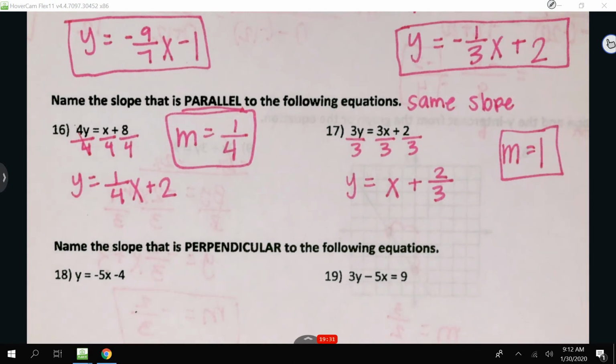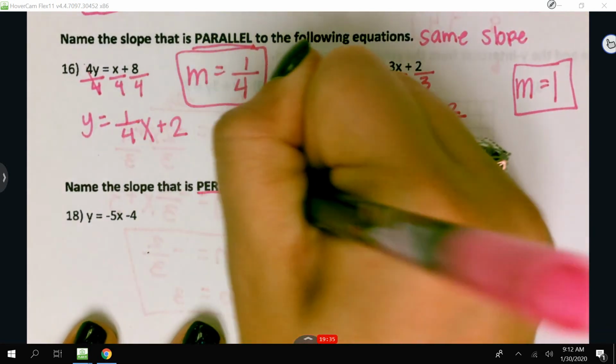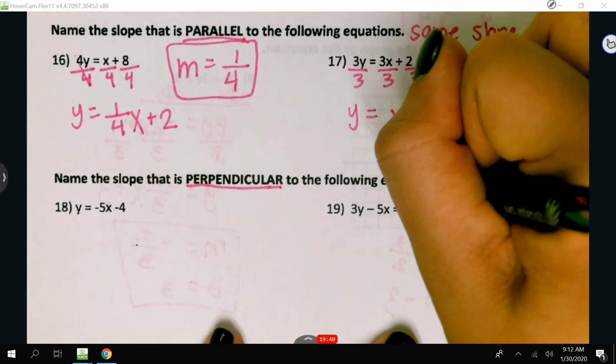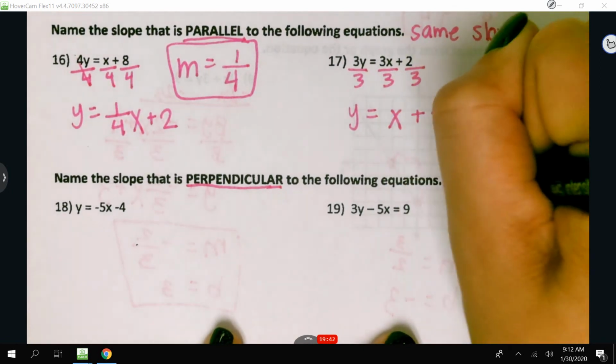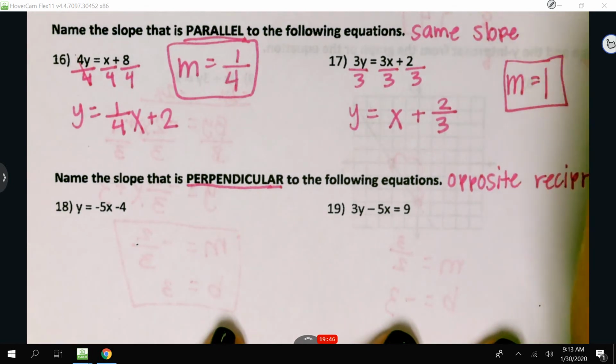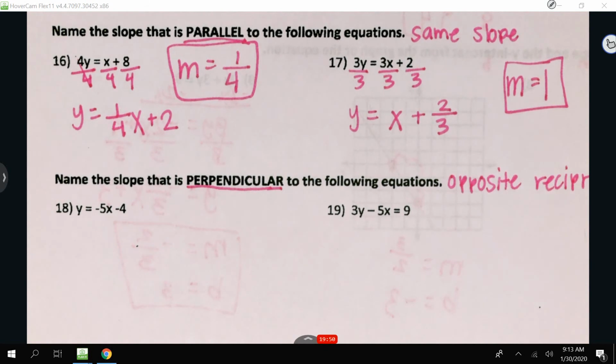Alright, number 18 and 19. I'm doing the same thing, except I'm looking for a slope that's perpendicular. So what do we know about perpendicular slopes? Opposite reciprocals. So remember, that means that one's positive, one's negative. And then your numerator of the first one becomes your denominator of the second one, and so forth. Your denominator of the first one becomes the numerator of the second one. Okay.